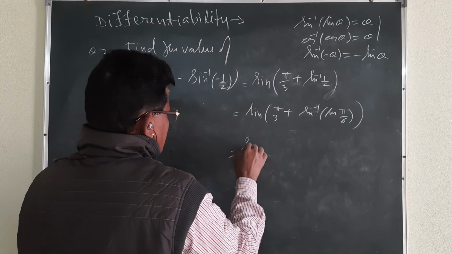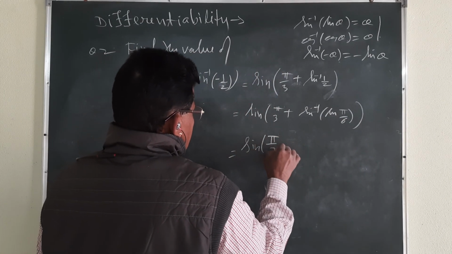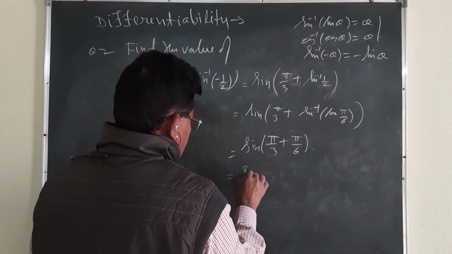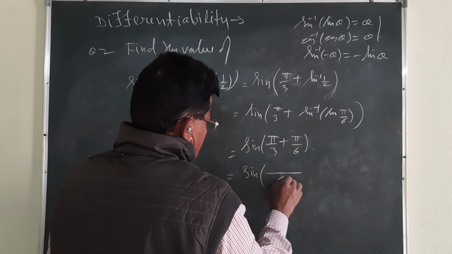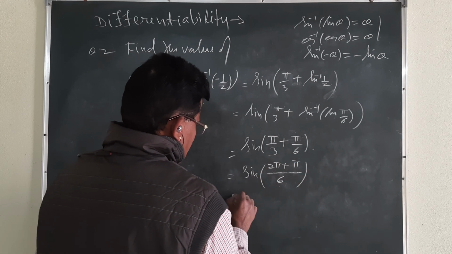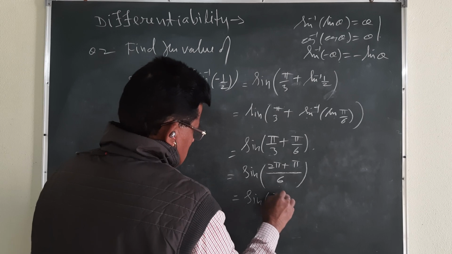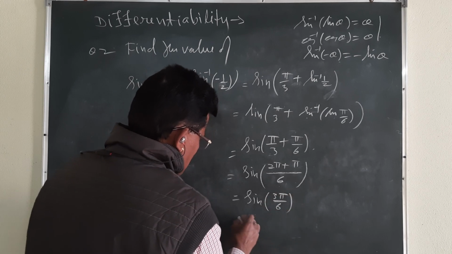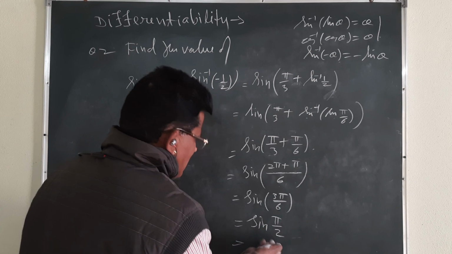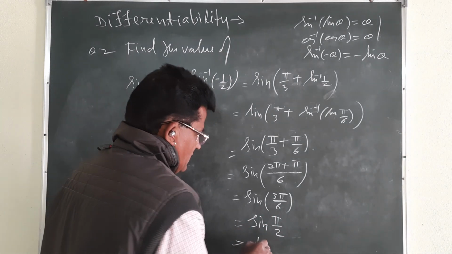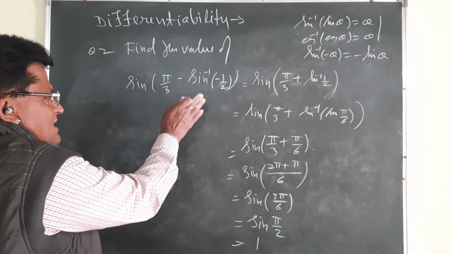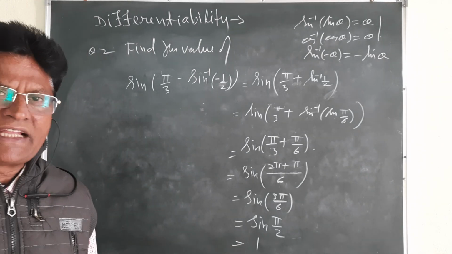It will be equal to sin of pi by 3 plus the same thing, pi by 6. There the student will take its LCM, 6: divided by, 2 pi plus pi. It will be equal to sin 3 pi by 6, and 3 pi by 6, that is how much? Dear student, you got pi by 2, and pi by 2 means sin 90 degree. Very simple question, but students feel that it is difficult. No, it is not difficult if you know that technique.